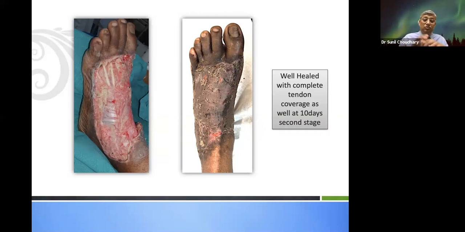But if you actually use these dermal matrices, you can get a very full thickness skin because the dermis is provided by the dermal matrix and the skin is provided by a very thin skin graft. And we find that in the long term, these are extremely durable. They don't adhere much to the tendons, so they allow for free movement of the tendons inside. And we have used this technology in many of these patients as well.